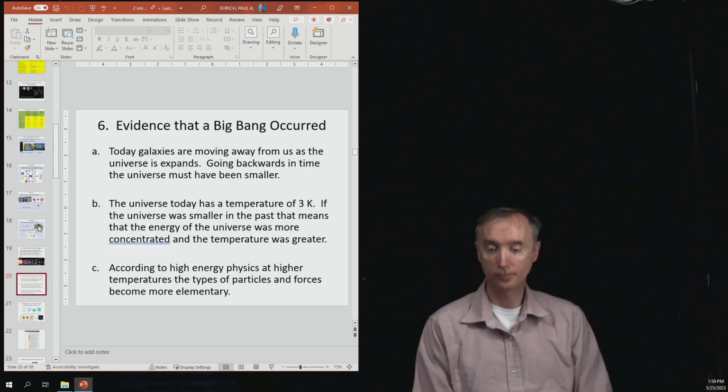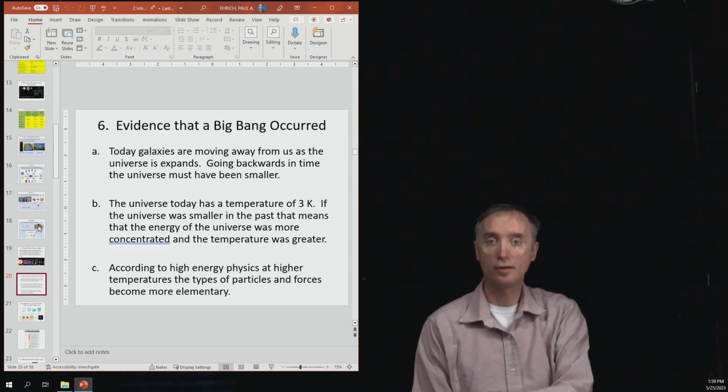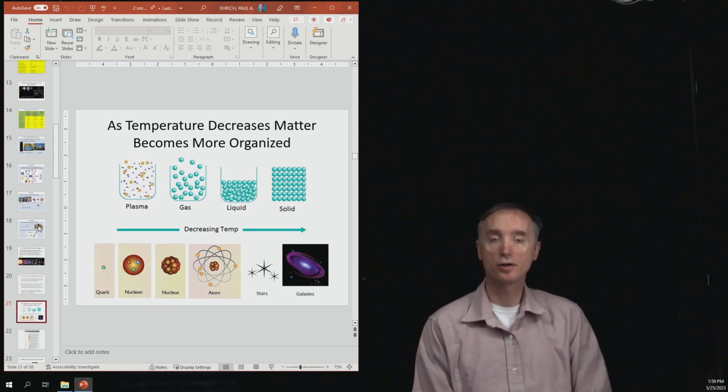elementary particles. All right, let's take a break, and when we come back, we're going to talk about what matter is composed of.